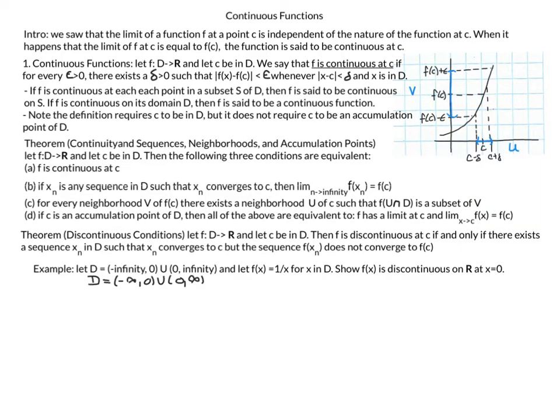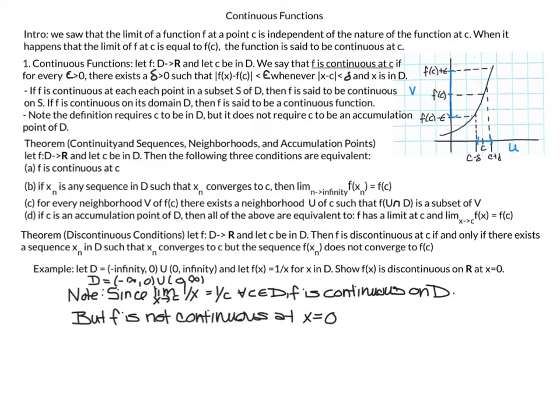Our next example, let D equal the interval negative infinity to 0, union 0 to infinity. So in other words, it's all the real numbers with the exception of 0. And let f of x be equal to 1 over x. I guess that's why we don't want to include 0. Show f of x is discontinuous on R at x equals 0.